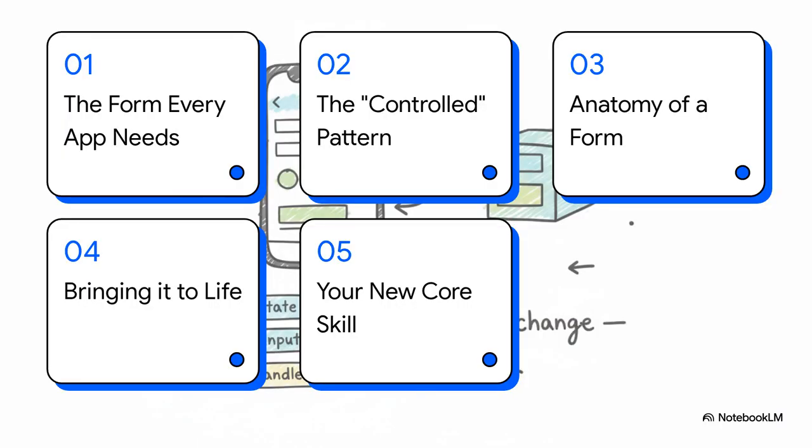So here's our game plan. We'll figure out what our ideal form needs. Then we'll get into the secret sauce, the controlled component pattern. After that, we'll jump right into the code, piece by piece. We'll wire it up in our app, and then we'll talk about why this skill is such a game changer.